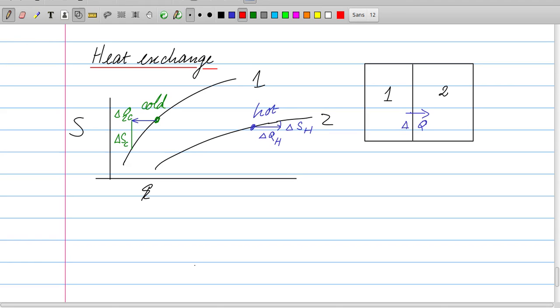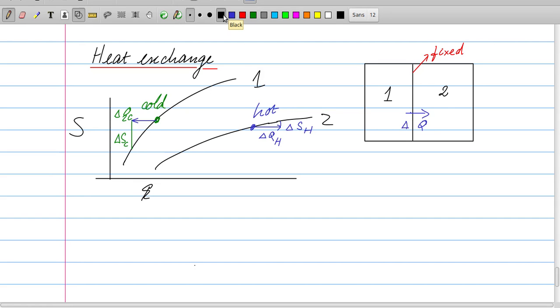Now we're going to consider two systems that are connected together thermally, so there can be a heat flow from one system to the other. I could call this delta Q, or I can call it delta E. It's the same because there's no work being done. The wall is considered to be fixed.